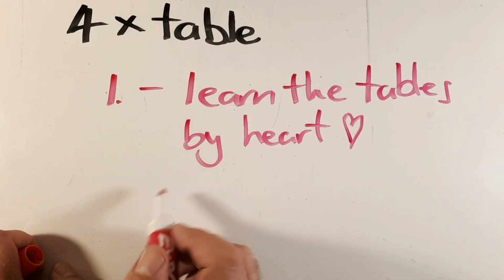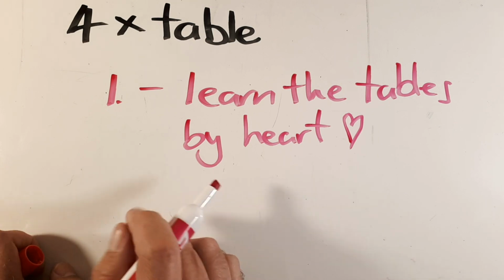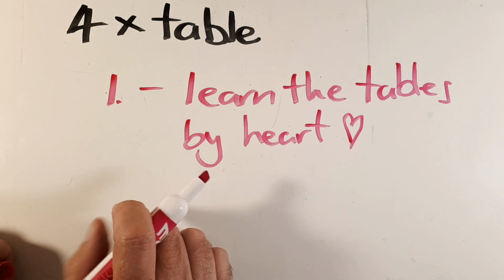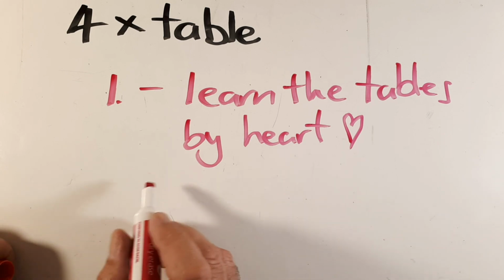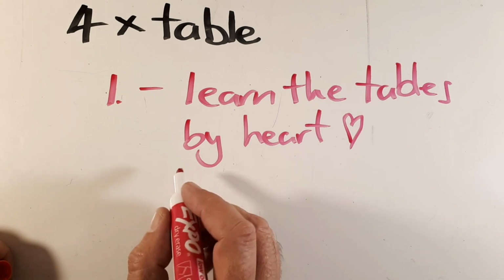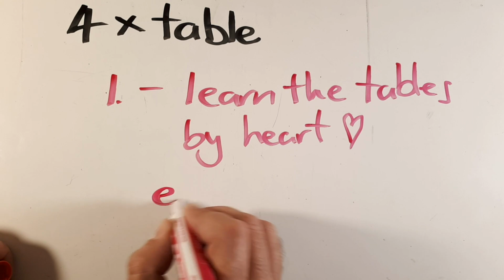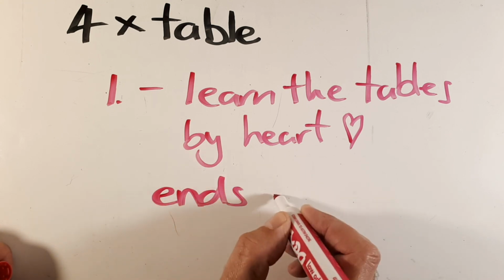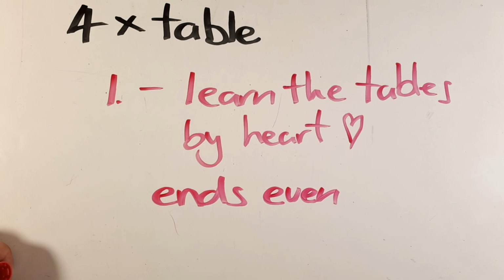Now, along with that, there's a few little tips. How do you know if your number that you're practicing is even in the 4 times table? Well, any number that's in the 4 times table will always end in an even number, like 2 or 4 or 6 or 8, you get the idea. So if you've calculated something or you're trying to remember something and your number does not end in an even number, you know you're not on the right track.